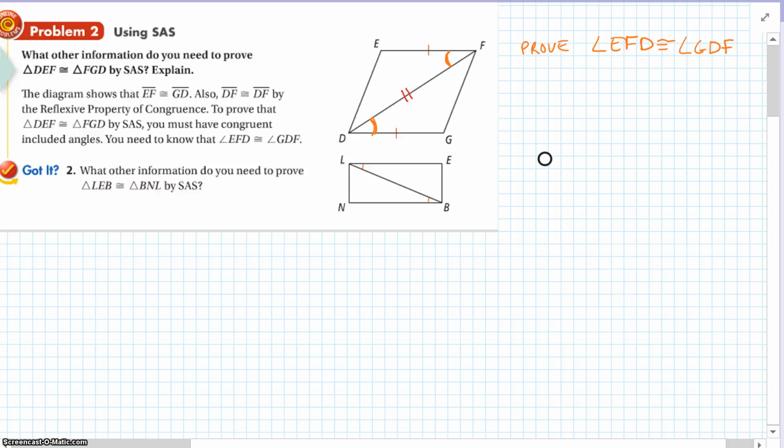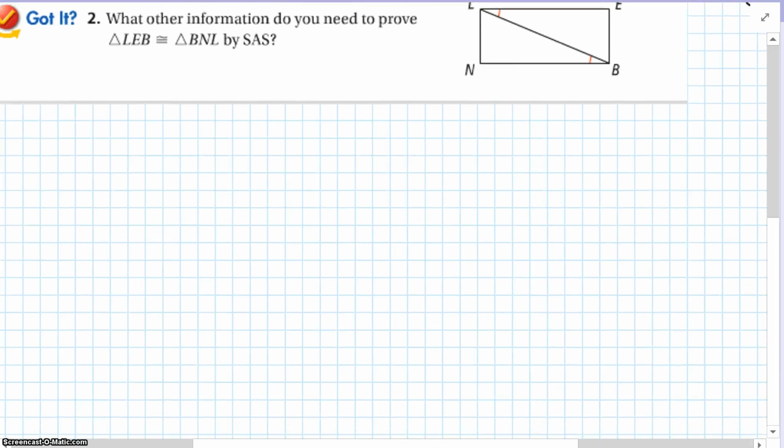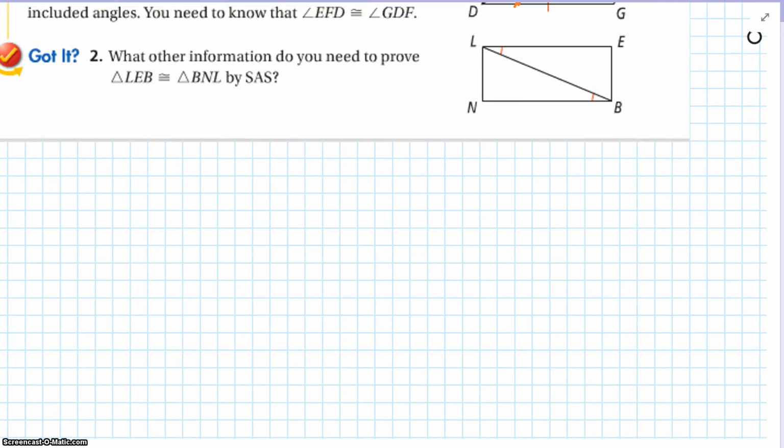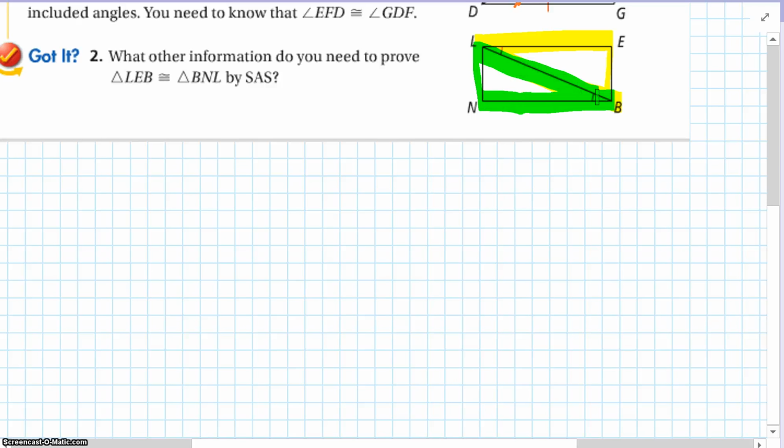All right, so question 2. What other information do you need to prove that triangle LEB is congruent with triangle B and L? Okay, how can we prove those two congruent? Well, given we have angle ELB is congruent to angle NBL. We also know LB, segment LB, is congruent to itself.